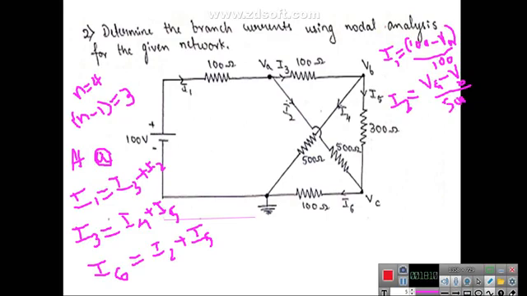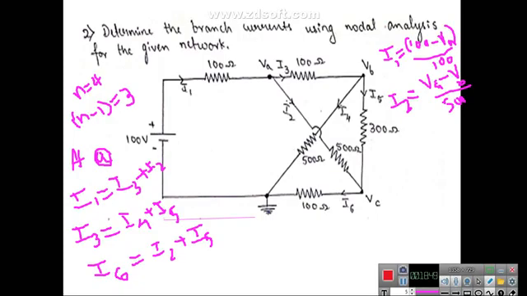Similarly, what is I3? I3 is equal to VA minus VB divided by 100. Likewise, you have to write the current equation for all. Then I4 is equal to VB minus 0 divided by 500, that means VB by 500. I5 is equal to VB minus VC divided by 300. Then I6 is equal to VC minus 0, or VC divided by 100. Those are the equations for currents.